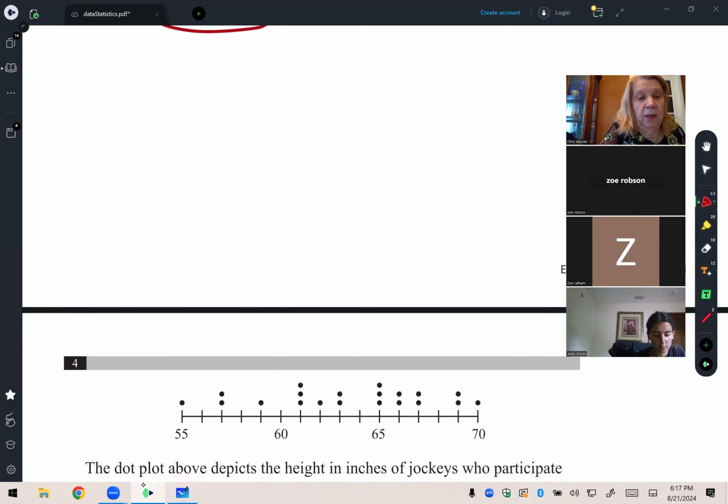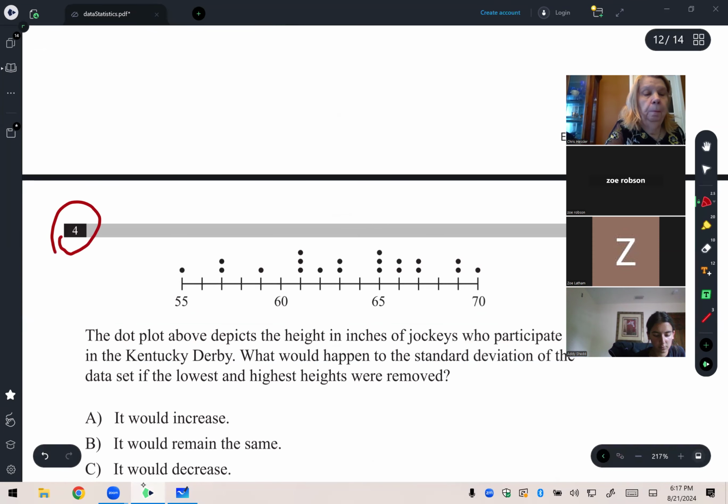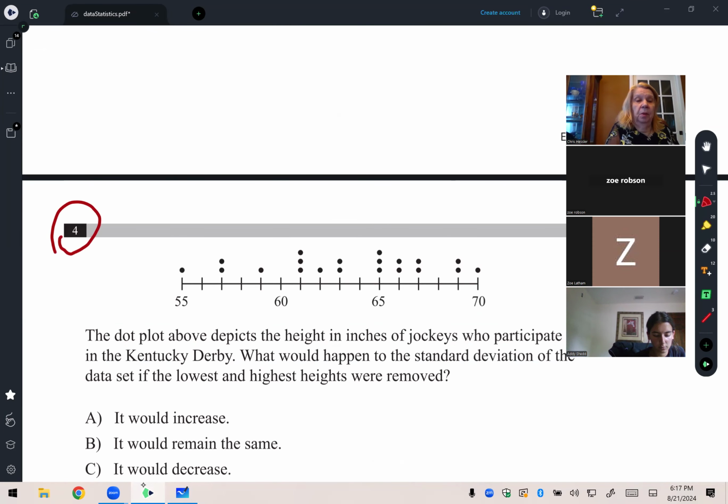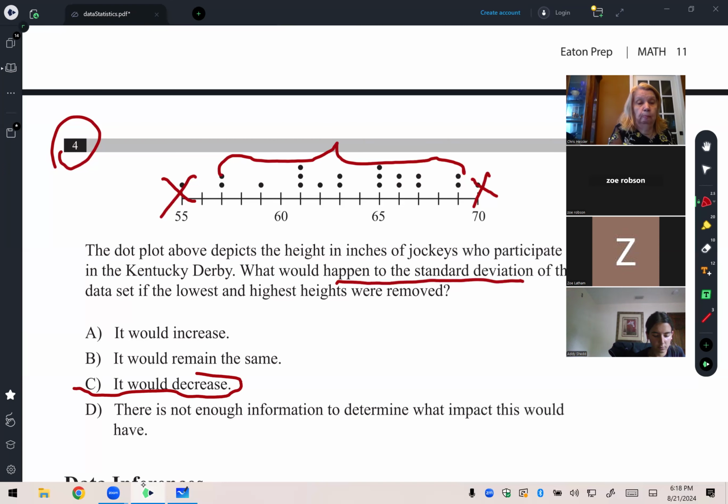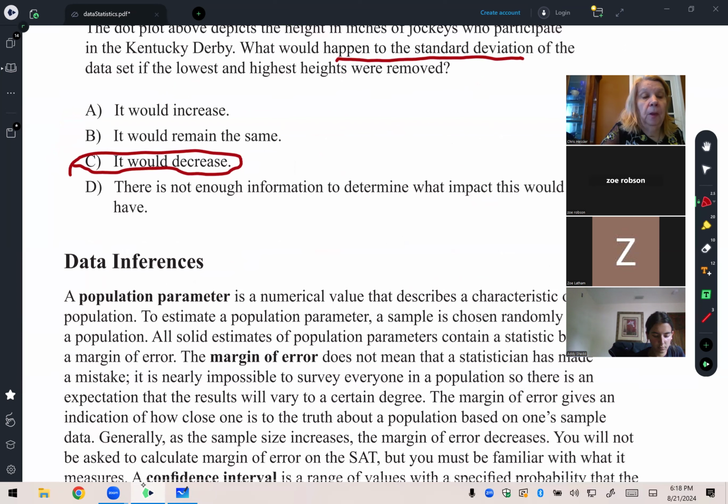So we're going to the Kentucky Derby, number 4. The dot plot above depicts the height in inches of jockeys who participate in the Kentucky Derby. What's going to happen to the standard deviation if we get rid of the highest and the lowest jockey? Everybody see the standard deviation is going to decrease. And I think that makes sense because we're going to shorten it down. Okay, for the next one.